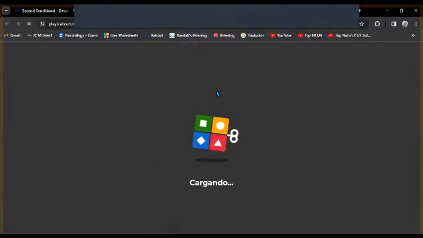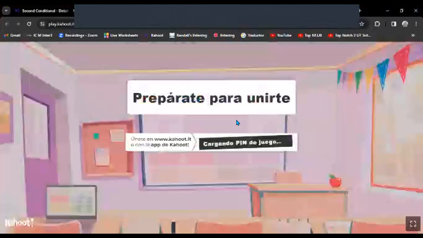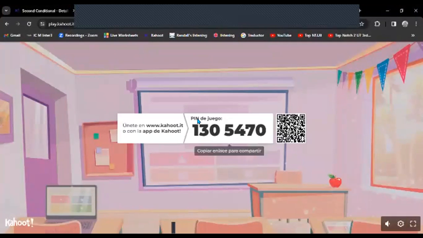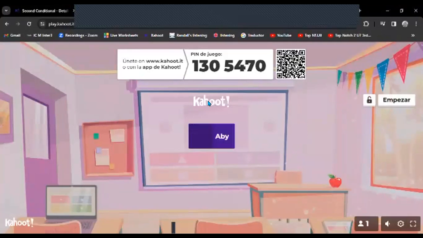Solo que se va a tener que volver a entrar en kahoot.it, en Google. Ahí tiene que poner un nuevo pin. The new pin is this one. Le voy a cambiar el pin ahí en WhatsApp para que se lo copien y peguen. The new pin is 130-54-70. And after that, your name, right? Lo mismo que hizo, solamente que ahora con el nuevo pin. Okay? No problem, it's okay.